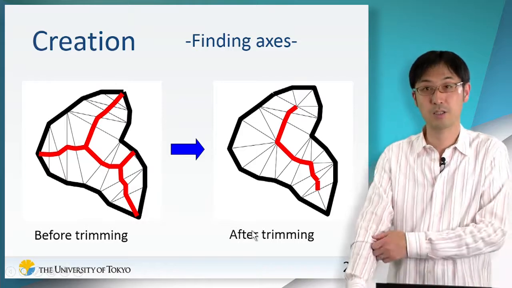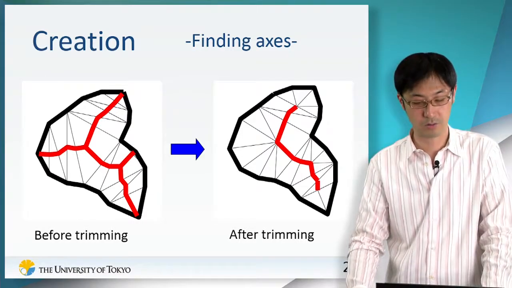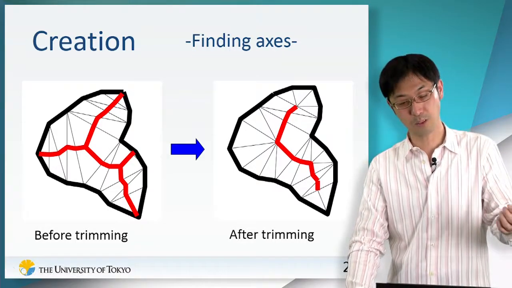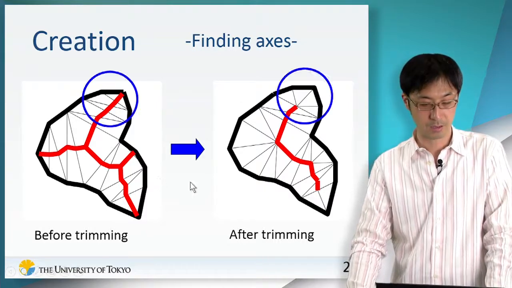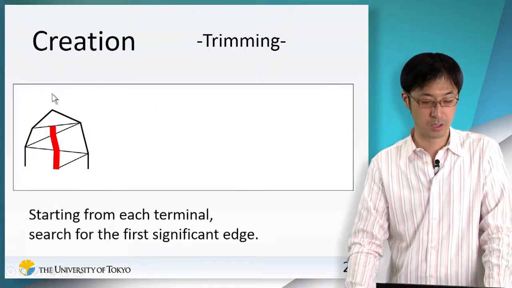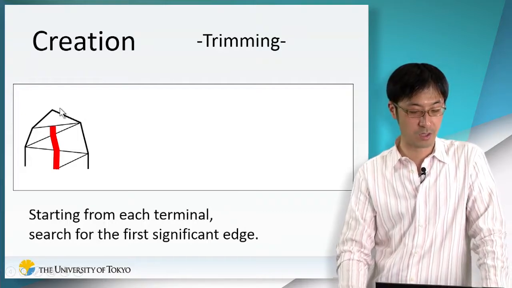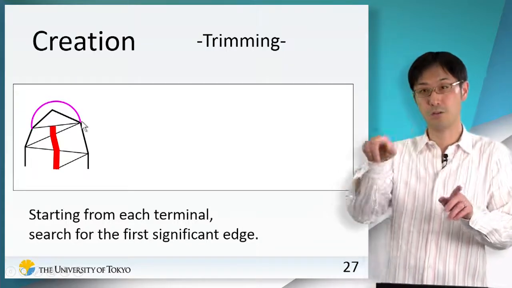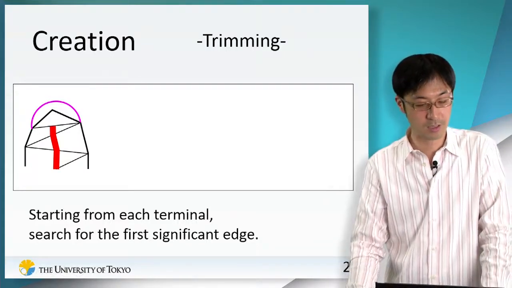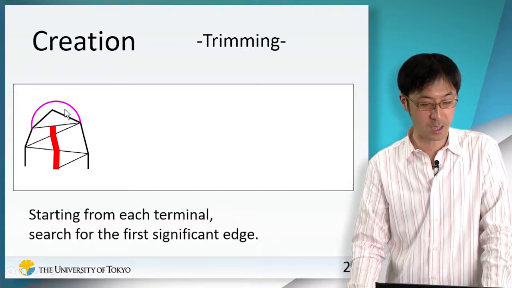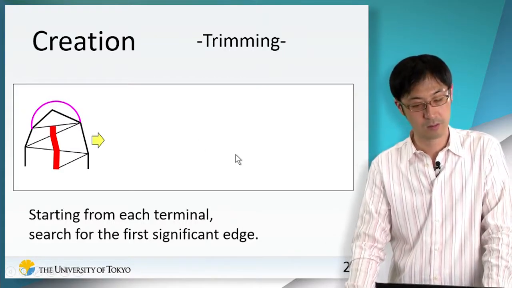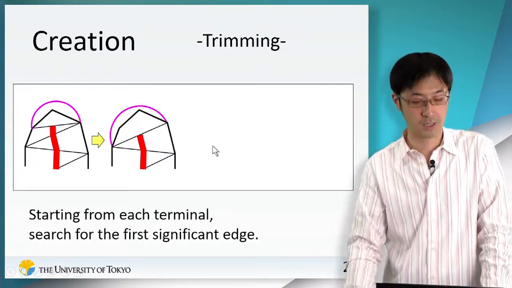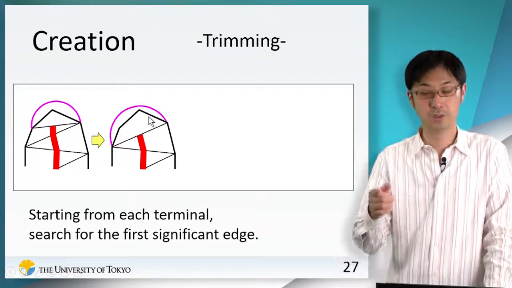And now, let me describe how to do this trimming operation. Trimming starts from the end of the axis and then removes them one by one. So it works like this. If you get this situation, starting from each terminal, we pick a terminal edge and then draw a circle, a hemicircle. And if all the tips are inside of the hemicircle, you go inwards, like this. And again, draw a semicircle, a half circle, and check everything is inside. If everything is inside, go further.